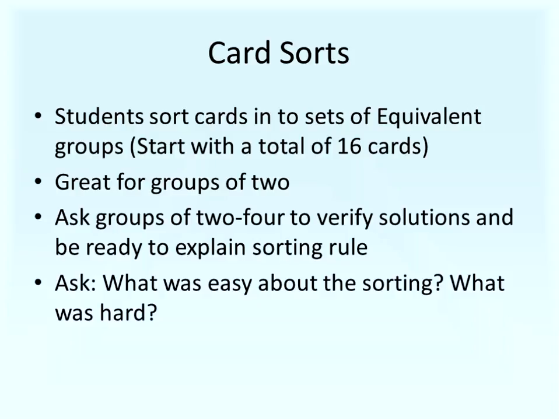The general format is to start with 16 cards where there are four groups of four. For example, you could have multiple representations of lines. You could have tables of the same line, a graph of the same line, an equation, and a description. So you could have four different linear relationships represented in those four different representations. You can mix the cards up, hand them to a set of two to four students, and have them sort the cards.